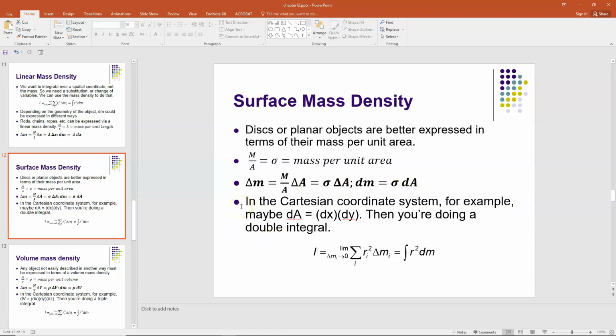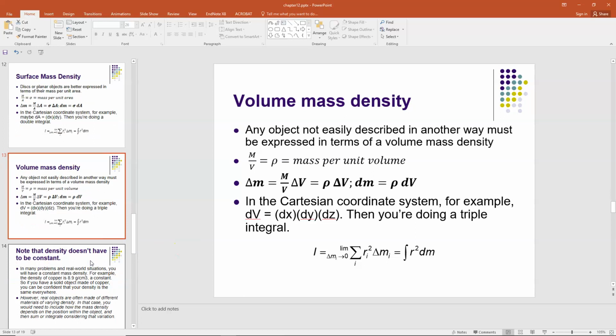Now, this could get more complicated depending on what coordinate system you choose. If you have spherical coordinates or cylindrical coordinates, it might not be this straightforward. But for example, in the Cartesian coordinate system, dA might be dx times dy, or dx times dz, or dy times dz. And in that case, you're having to integrate over both those spatial coordinates. And so you've got a double integral, okay?